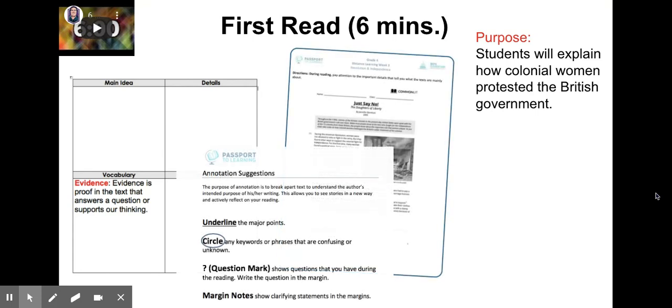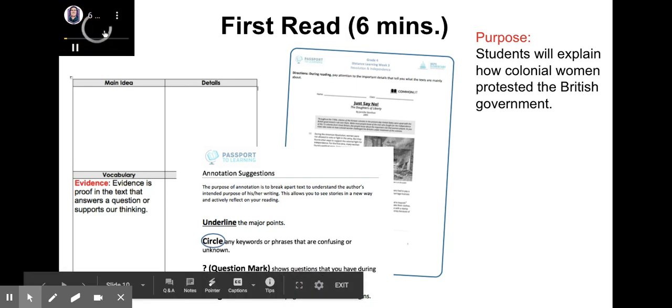And just another reminder, when you're annotating your text, you want to underline major points, circle any key words or phrases that are confusing or are unknown, use question marks, and always write in the margins to clarify statements. Take 6 minutes now to silently solo read the text to yourself and annotate.